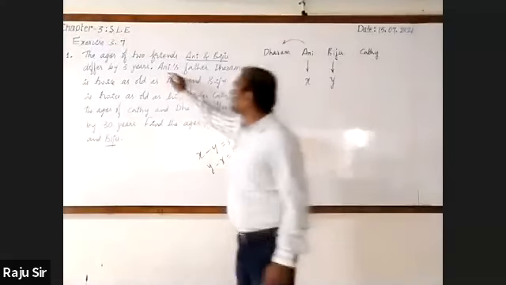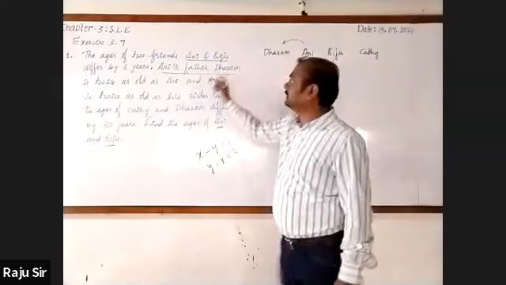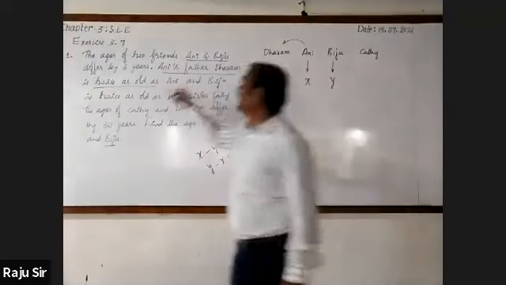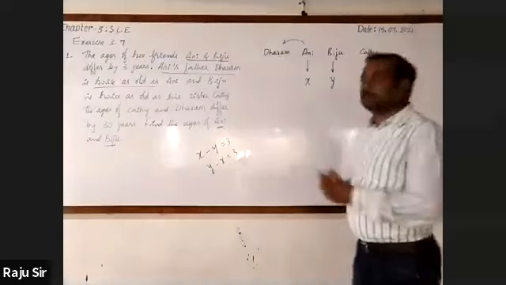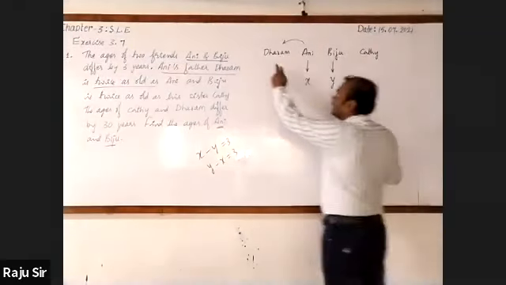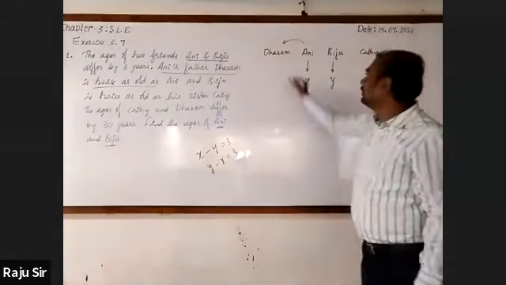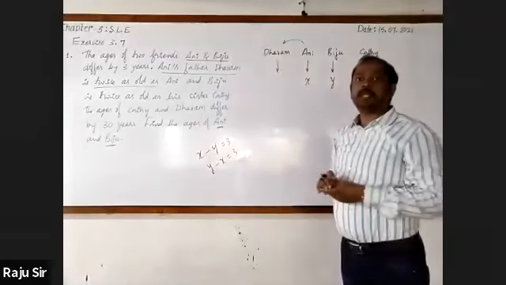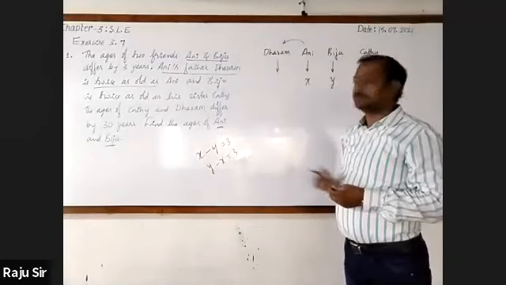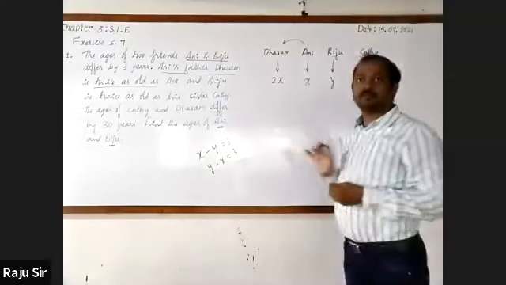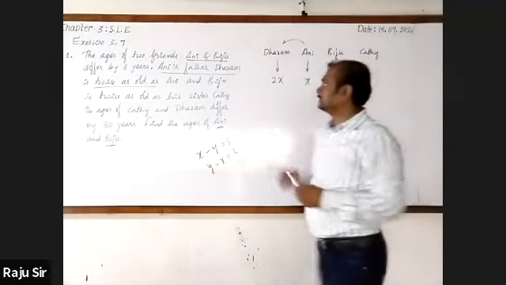And now go through this statement. Ani's father, Dharam, is twice as old as Ani. Ani's age is X and Dharam's age is 2 times that of Ani's age. Then what is the age of Dharam? 2x. Yes, that's why. Followed. Next.